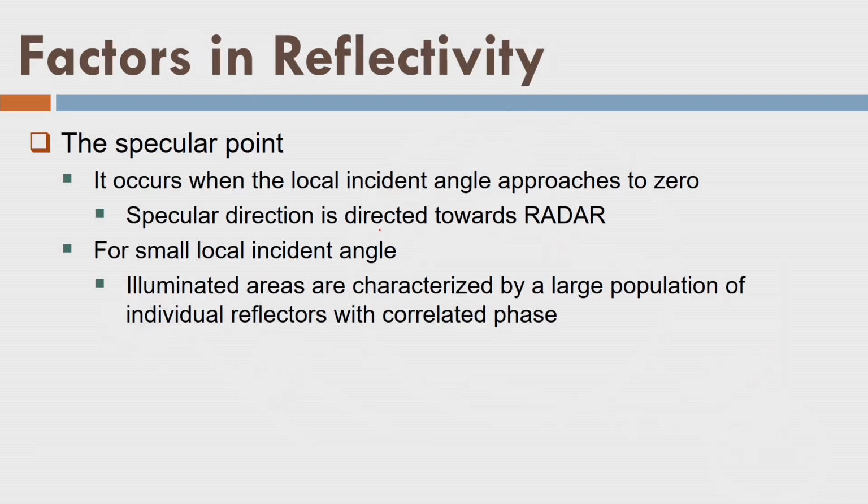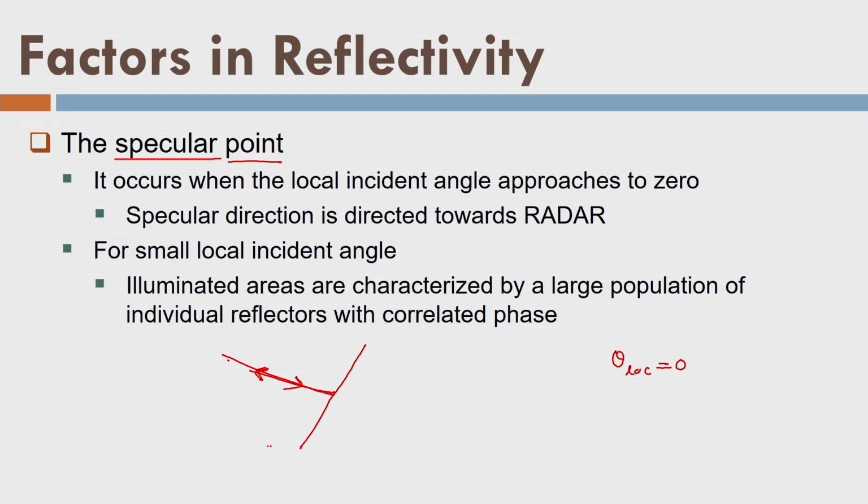We get a phenomenon called a specular point. What is a specular point? It is when this theta local becomes 0. What does it mean? Let us say this is the incoming radiation and the surface is perfectly normal, so the normal of the surface and the incoming direction coincide, and as a result whatever radiation comes here is reflected back completely. This is called the specular point.